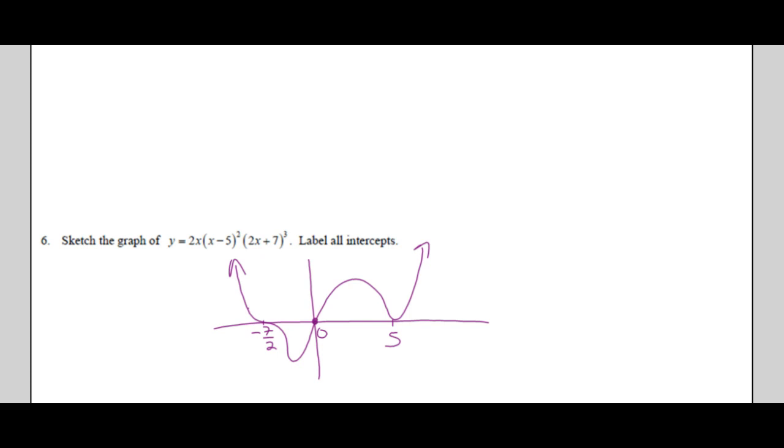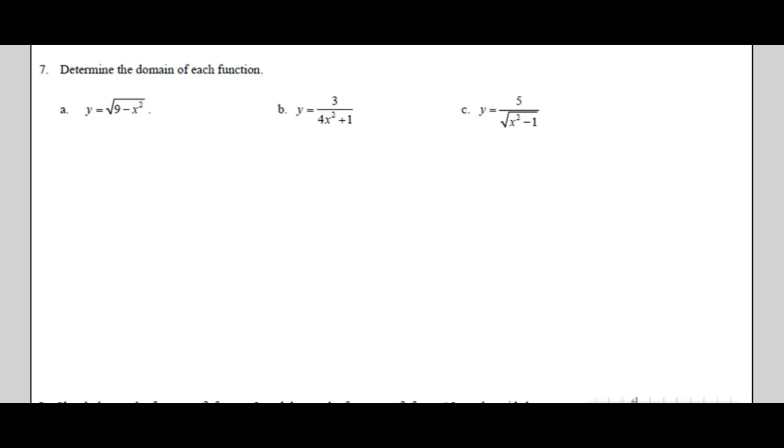If you get a really large even degree, it just flattens out a little bit more when it does that, right? Like it just stays flatter longer. Okay. That cool? Yeah, pretty good. Except you need to do number 5 on your own. Is there more? Determine the domain of each function.